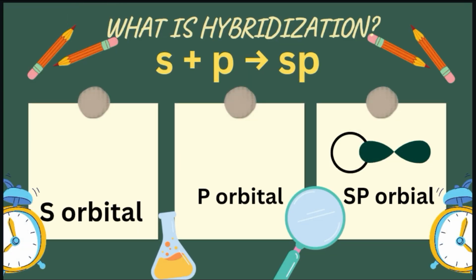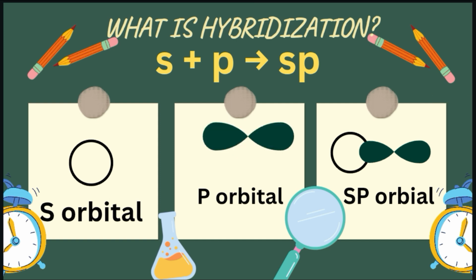So, hybridization means mixing of atomic orbitals to form new hybrid orbitals. For example, one s orbital and one p orbital mix together to form sp hybrid orbitals. These new orbitals help atoms to form strong and stable molecules.